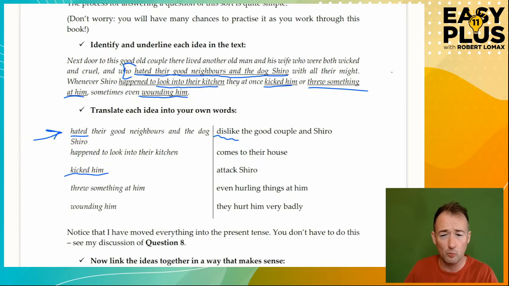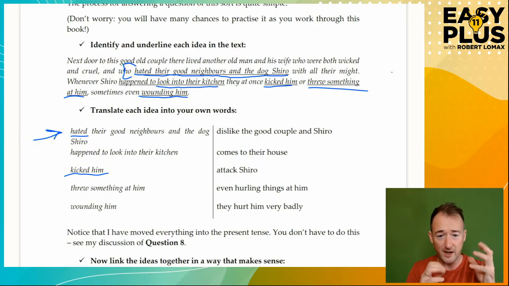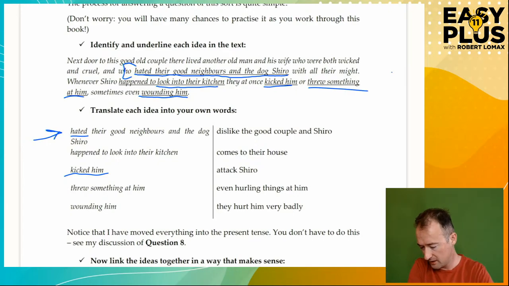How can I put that in my own words? Well, what matters is that they attack him. It doesn't really matter whether they kick him or punch him. The crucial thing is that they attack him. So hence I've got "attack Shiro" on the right here. "Threw something at him." Again, I'm moving into the present tense: "hurling." I've just put it in different words, "even hurling things at him." So I've shown that there's a real aggression here.